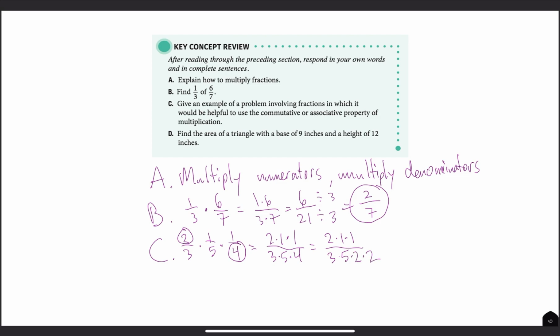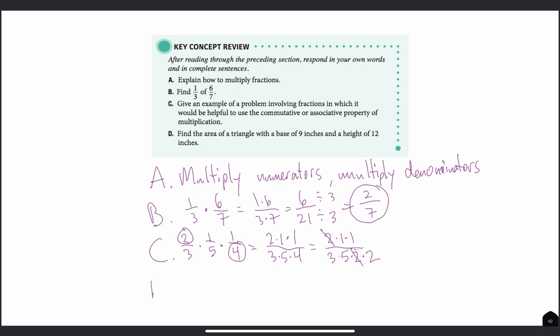When I write it like this, I need to know that the commutative property is at work with multiplication and the order doesn't matter, and that this 2 here can cancel with this 2 here even though they're out of order. So that's a good example of how the commutative property helps us to resolve fraction problems with multiplication.